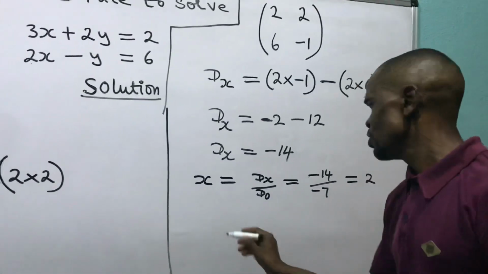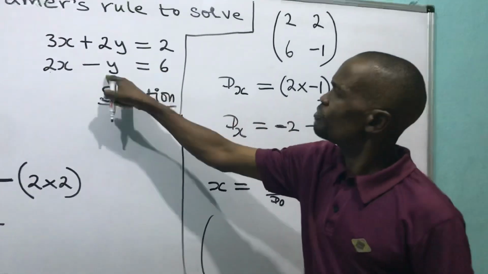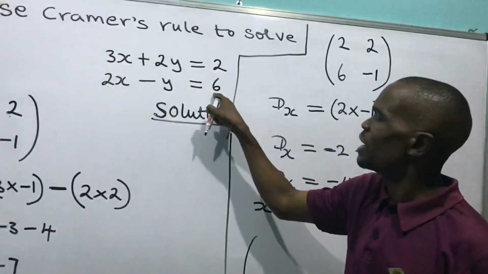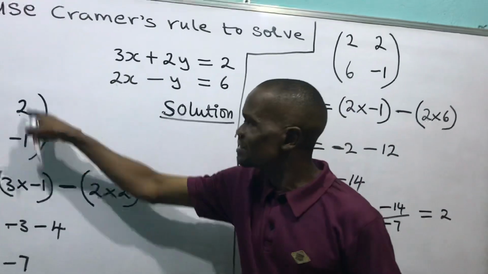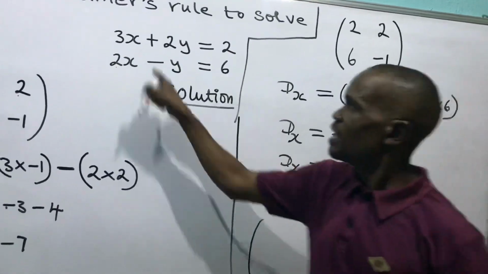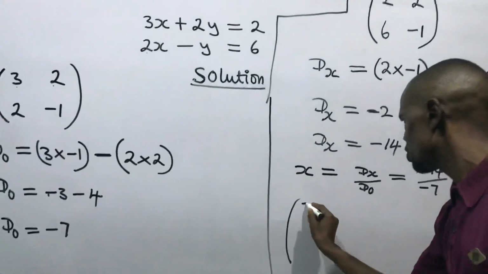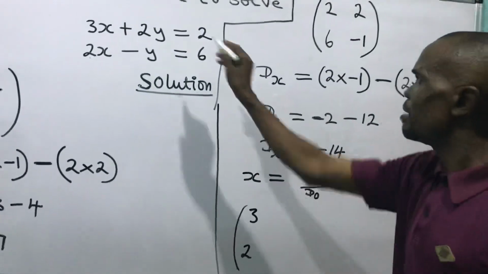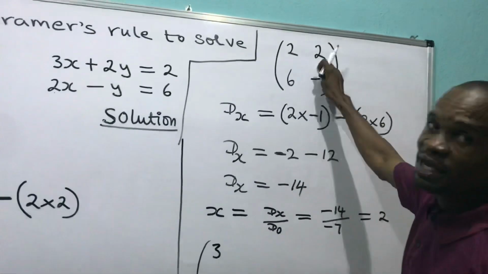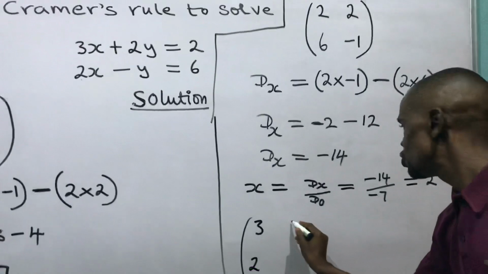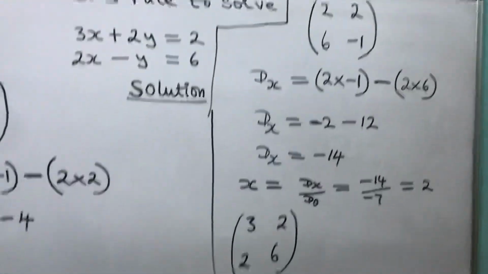Then I will go again. I will now replace my coefficients of y. I'm going to replace these coefficients of y, 2 and minus 1, with 2 and 6. And return back the coefficients of x, which is 3 and 2. Now I'm going to replace the coefficients of y with this 2, 6. This is what I'm replacing it with now. Therefore, what am I going to do?